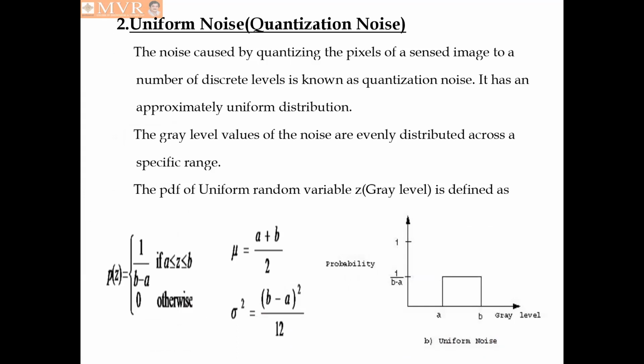Uniform noise, also called quantization noise. The noise caused by quantizing the pixels of a sensed image to a number of discrete levels is known as quantization noise. It has an approximately uniform distribution. The gray level values of the noise are evenly distributed across a specific range. So the PDF of a uniform random variable Z is defined as follows.